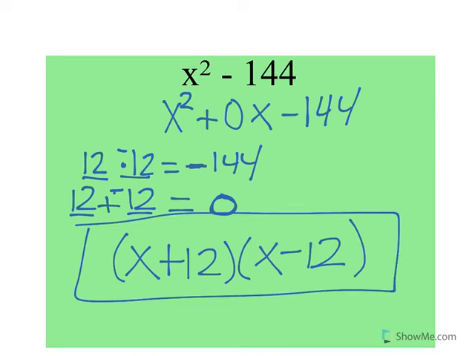We will learn a shortcut coming up in a few more lessons, but for right now, I would like you to visualize the 0x in the middle.